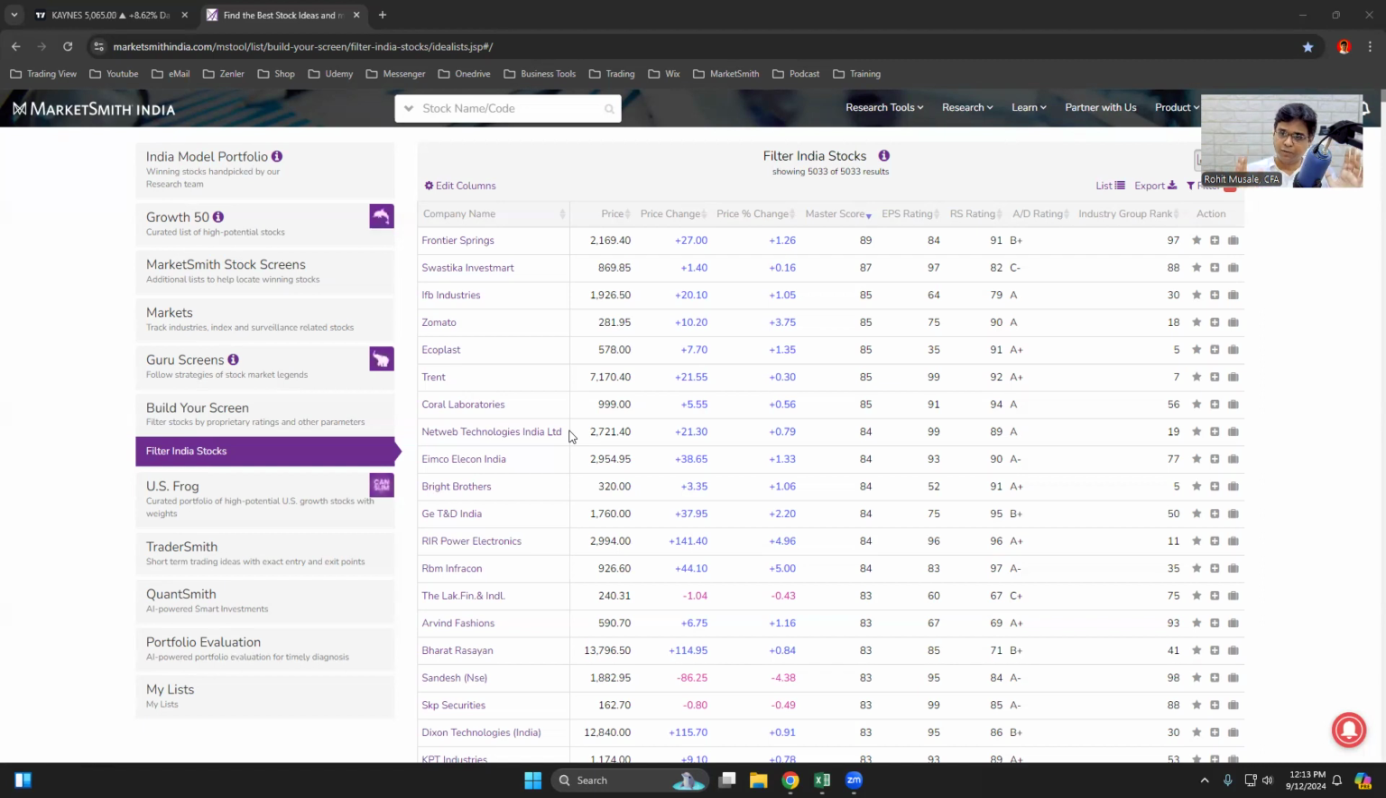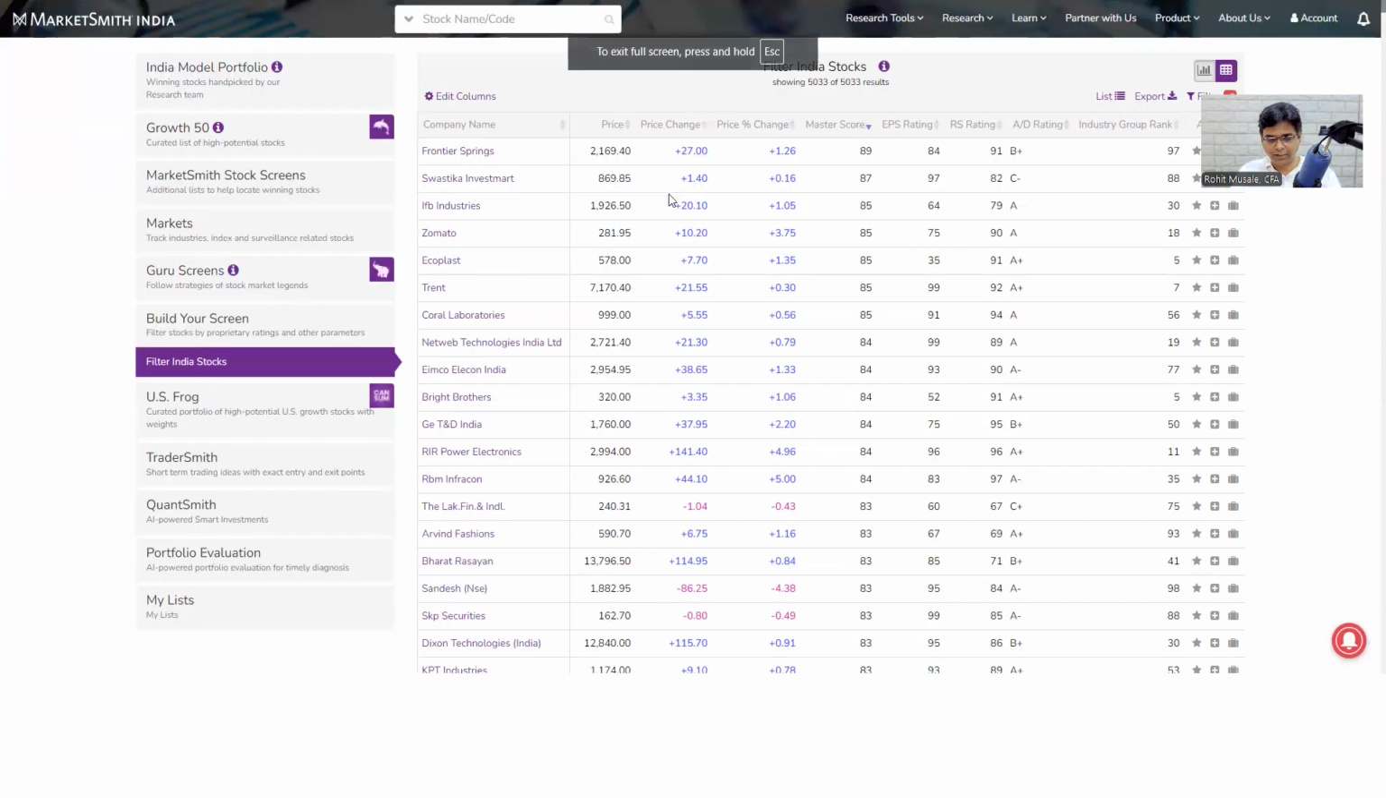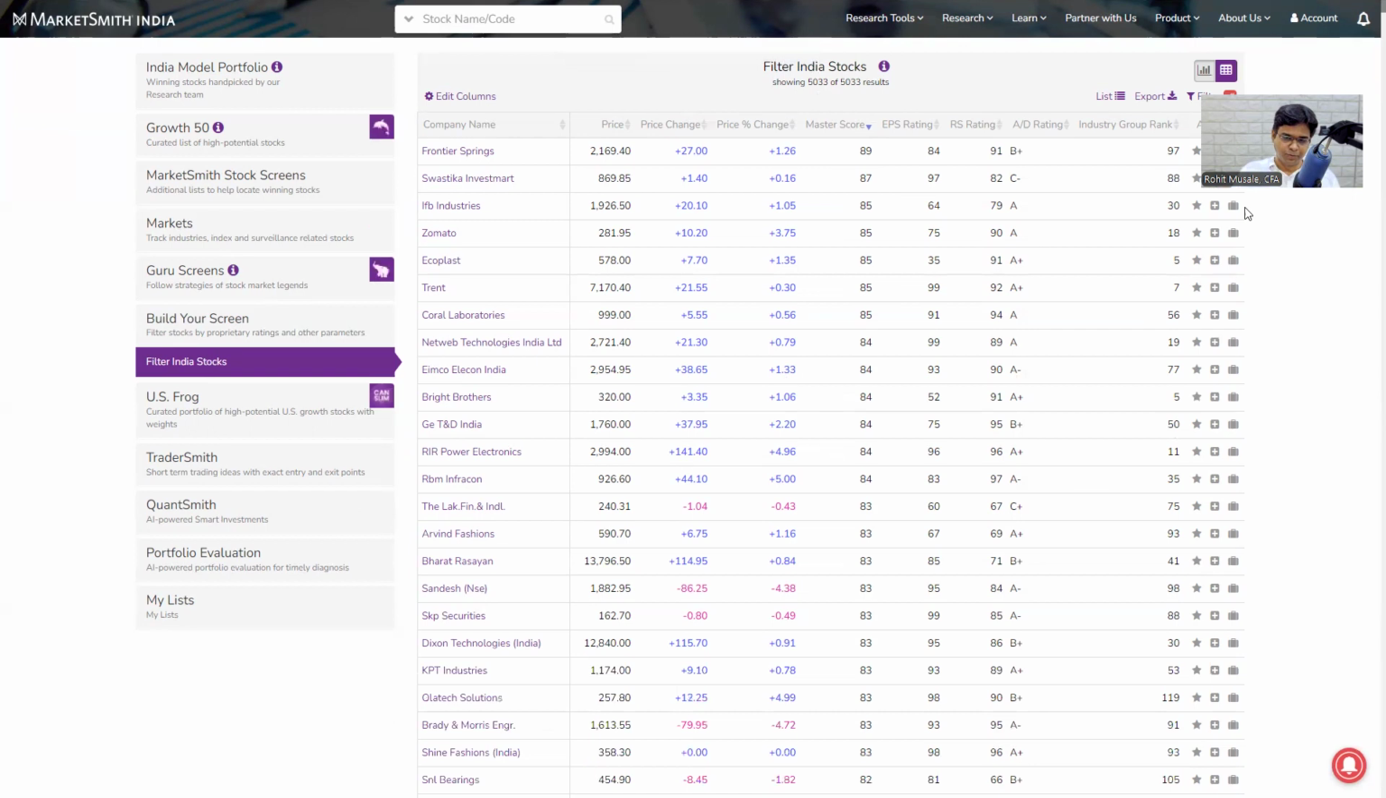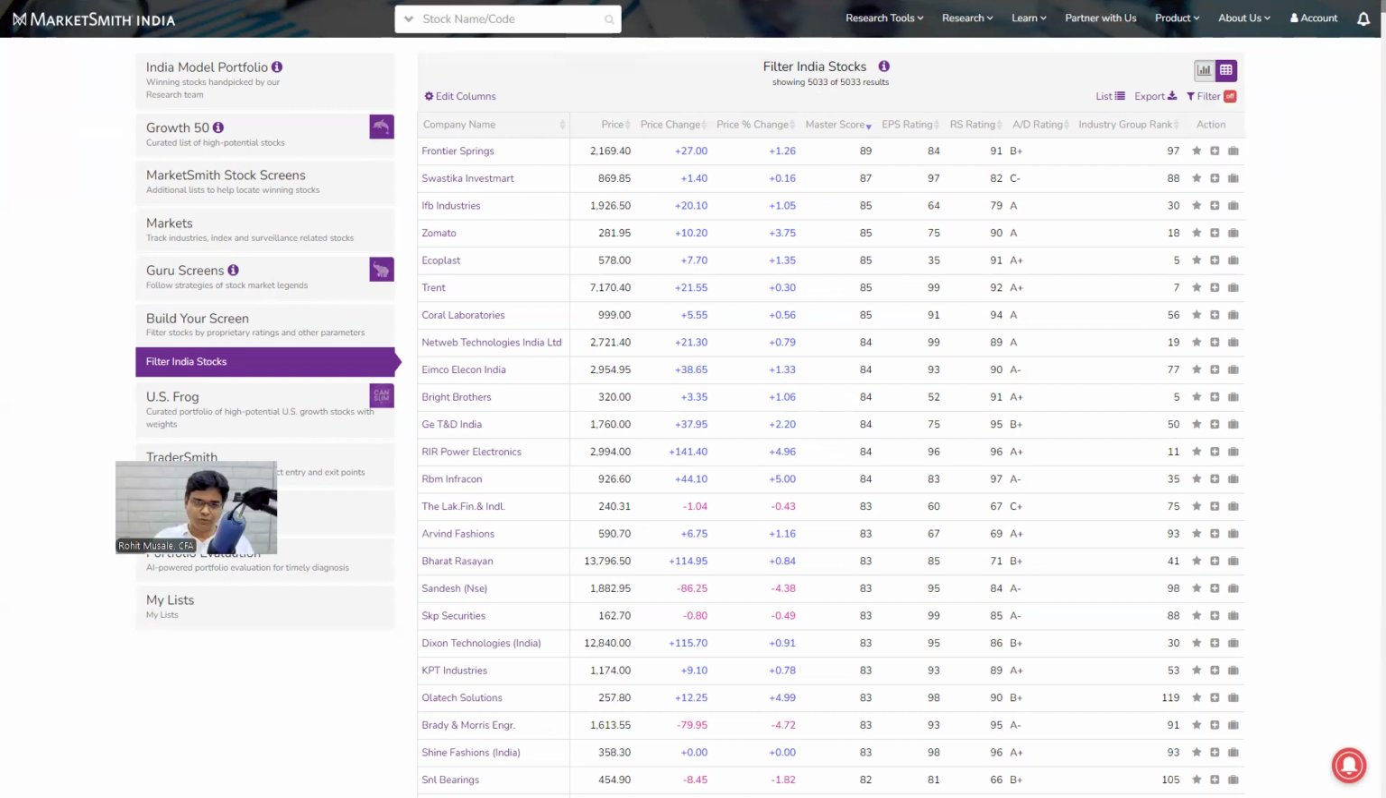Now it gives you a lot of companies. Okay. So you have to use further filters to sift through all the data to find those gems, because at any given point in time, how many companies can you manage in your portfolio? Maybe 5, maybe 10. Okay. So as you can see here, there are 5,033 companies in the Indian stock market right now. 5,033 companies. Now you cannot do analysis of 5,033 companies every day. So you need a filter.